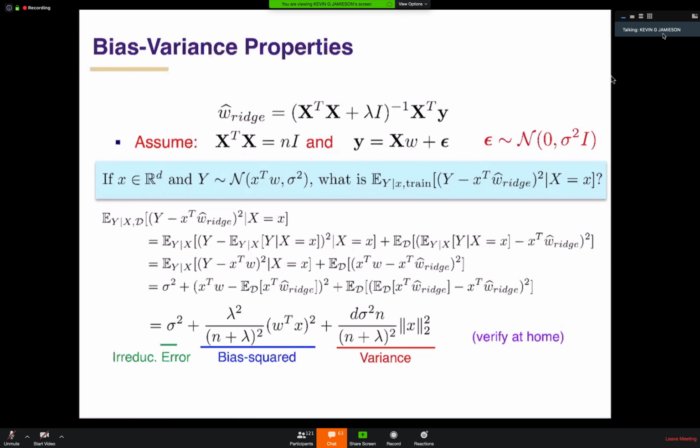And so what this looks like on a plot, if we try to plot this as a function of lambda: for lambda very, very small, the bias is 0. So it stays down here, and then as lambda grows, the bias increases, and then it saturates at this W transpose X squared. The irreducible error, of course, is just a constant.